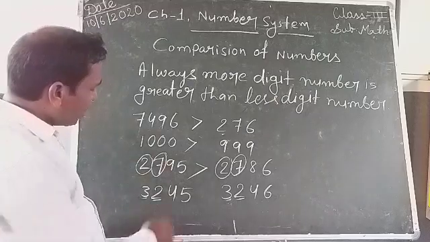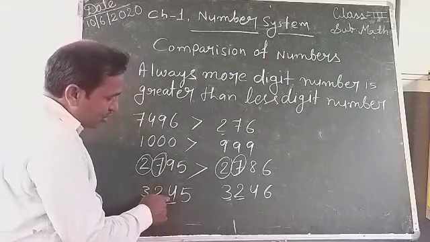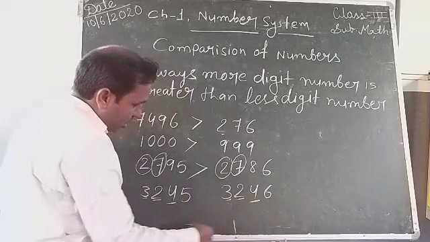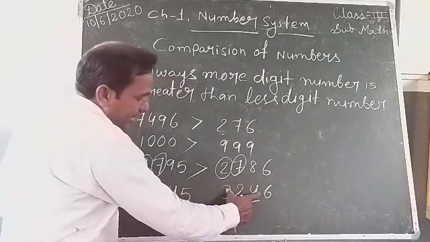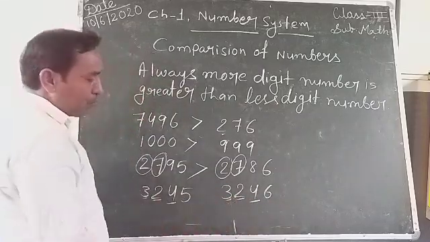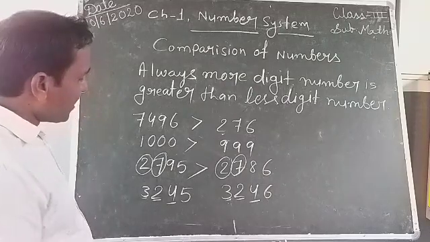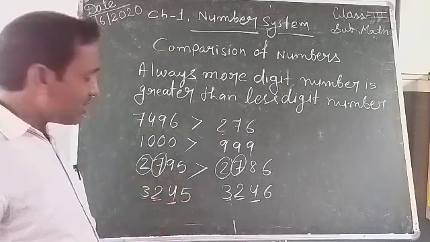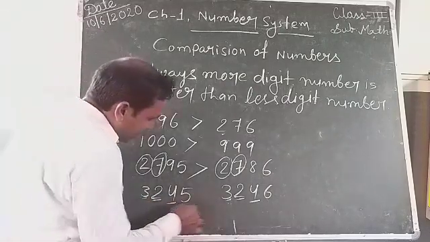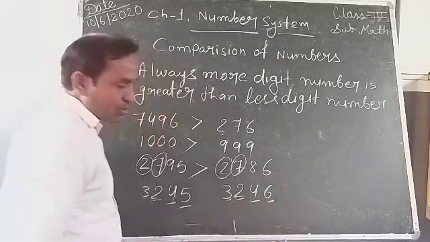Next number you jump, it means 4. Here is 4, here is also 4. It means both places are the same. Both numbers. So the last number is 5. Last number is 5 here and on this side the last number is 6.